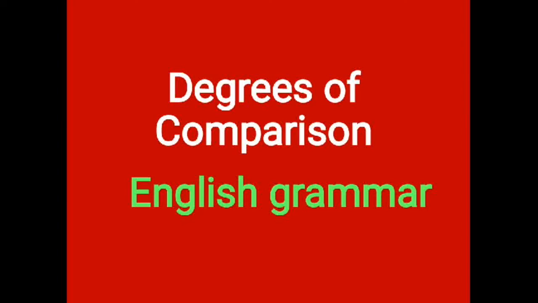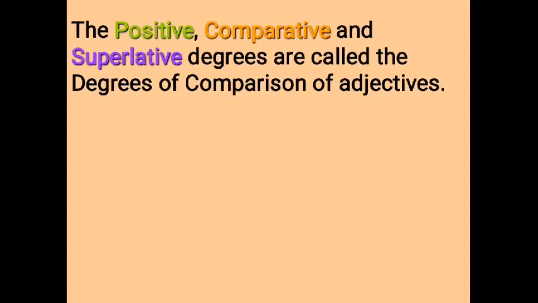Today I am going to teach you degrees of comparison in English grammar. The positive, comparative and superlative degrees are called the degrees of comparison of adjectives. There are 3 degrees of comparison of adjectives: positive degree, comparative degree and superlative degree. Let's learn the definition of the 3 degrees of comparison of adjectives.